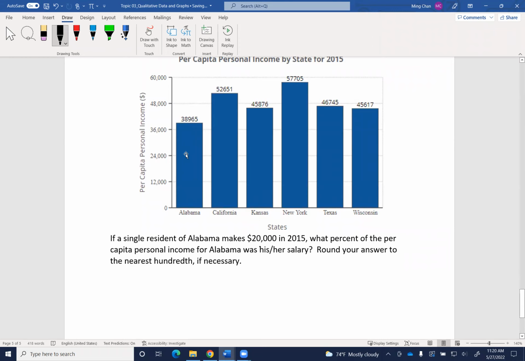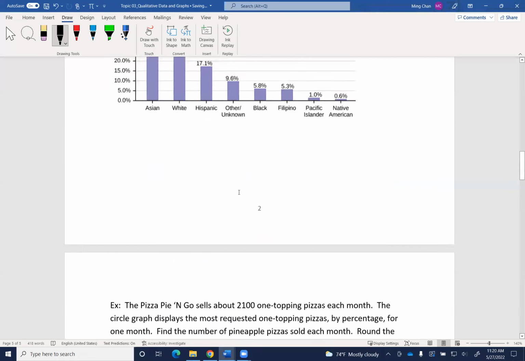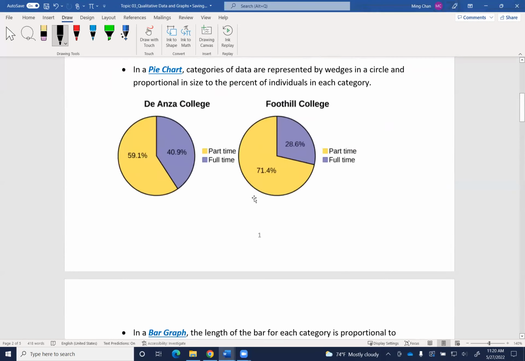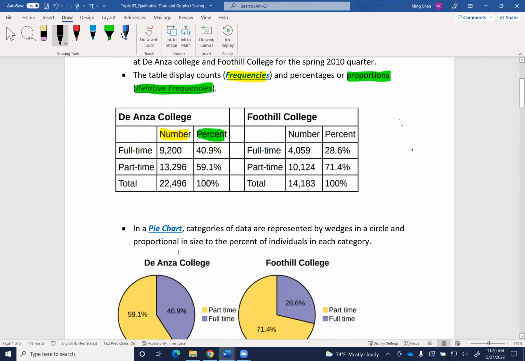So just real quick, we talked about what qualitative data looks like in terms of tables and the graphs associated with qualitative data. All right, that will conclude this video.